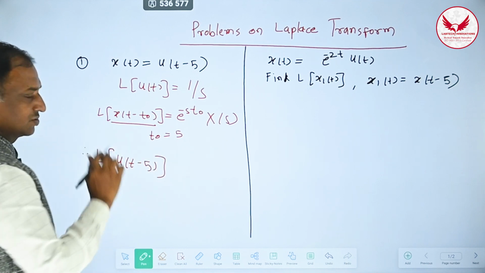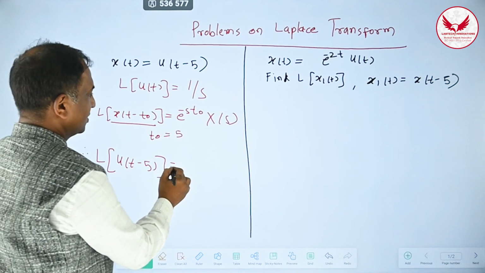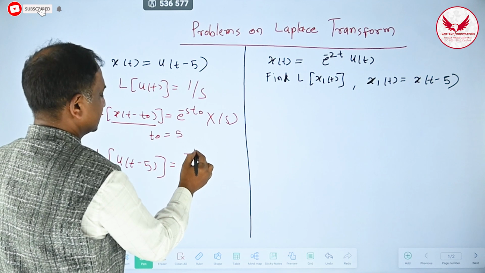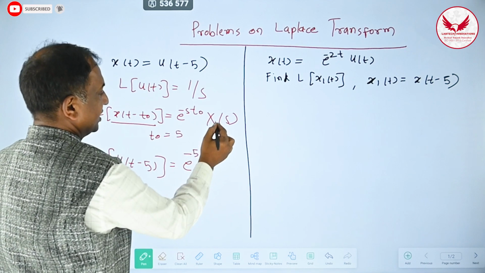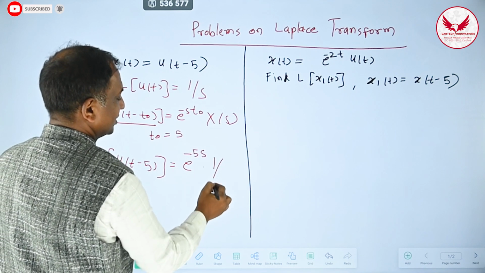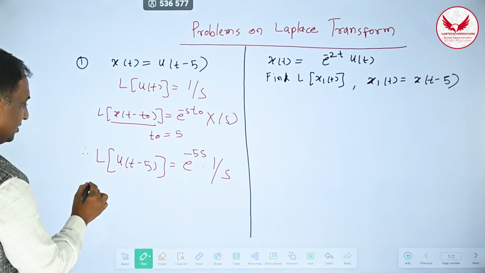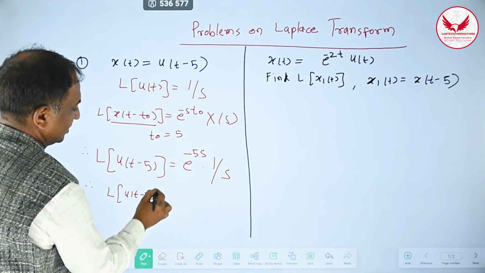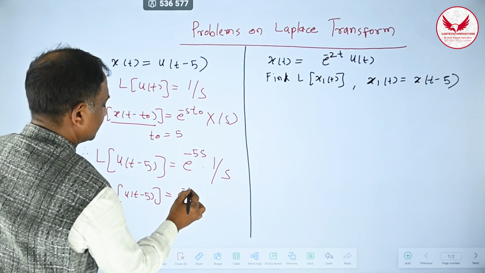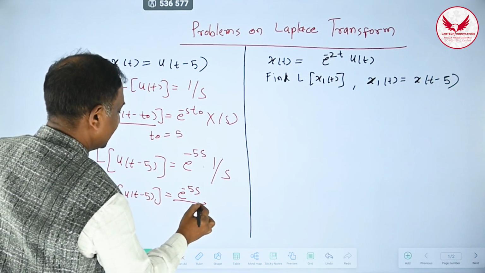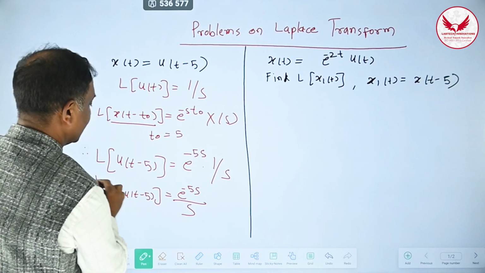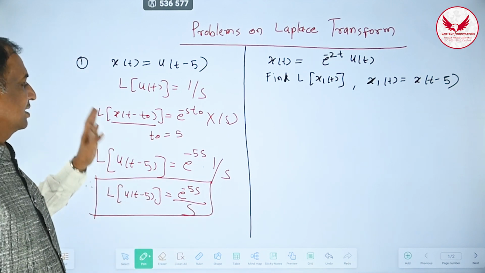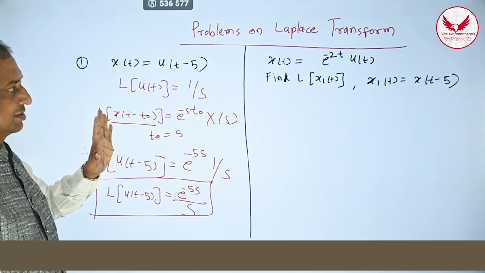So here t0 is equal to 5. So this is equal to e raised to minus s t0, e raised to minus 5s, into x of s, which is 1 upon s. Therefore the Laplace transform of u of t minus 5 is equal to e raised to minus 5s divided by s. Accordingly, you can find the Laplace transform of anything by using the property, here the time shifting property.